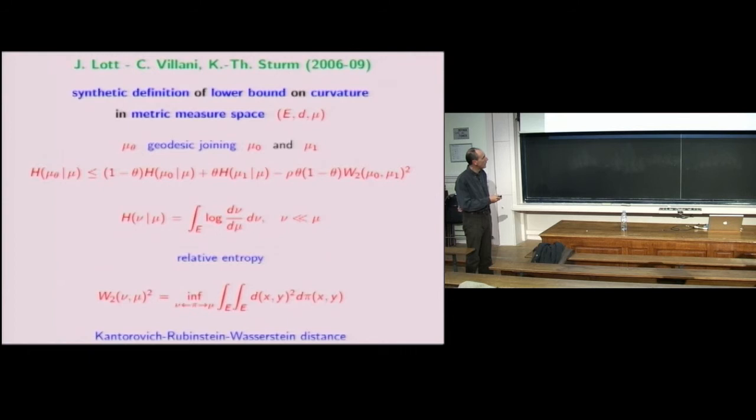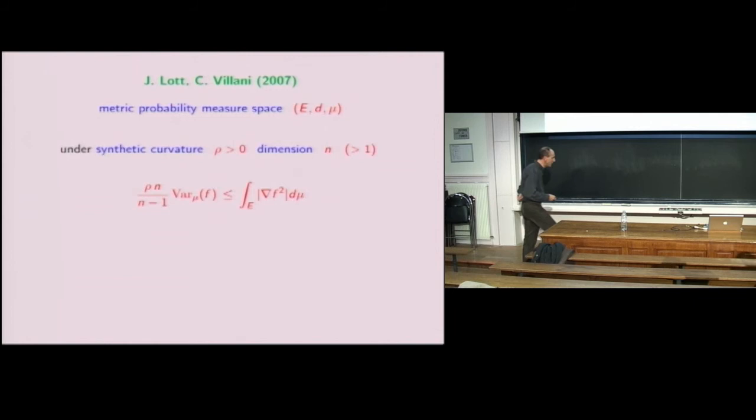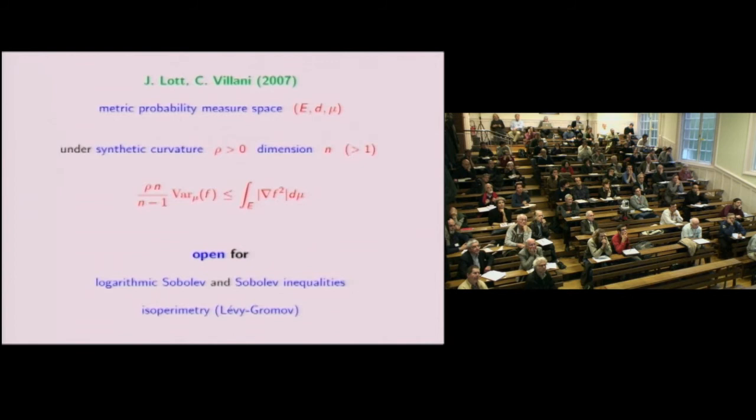The point is that this investigation was actually motivated by the fact that, first of all, it extends to abstract metric measure spaces classical notions of Ricci curvature lower bounds in smooth Riemannian manifolds. And this is one main result, it's also stable by this Gromov-Hausdorff limit. And one part of the investigation is that this definition also allows for geometric and functional inequalities. Indeed, it has been proved by Lott and Villani that in this setting, you again have a Poincaré inequality, although this is not so easy to prove. And it is open to reach, using this notion of curvature, the more general inequalities we mentioned before: Sobolev, logarithmic Sobolev, or isoperimetric.